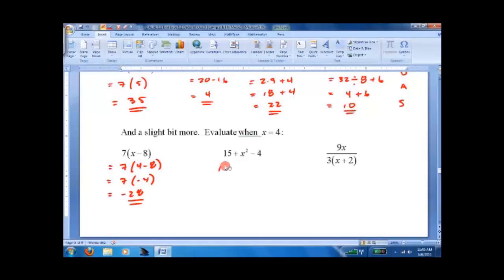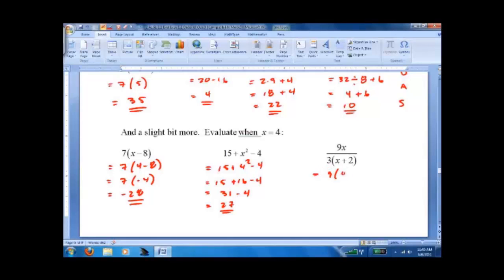Here we plug in 15 plus 4 squared minus 4. And 4 squared is 16. So 15 plus 16 minus 4. And then we do them left to right. 15 plus 16 is 31. 31 minus 4 is 27.